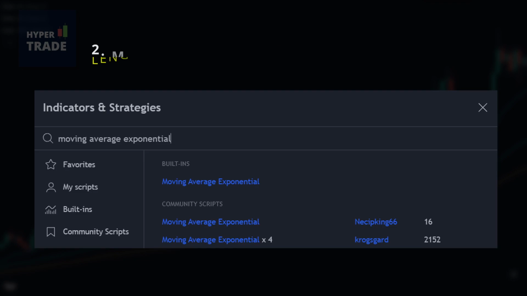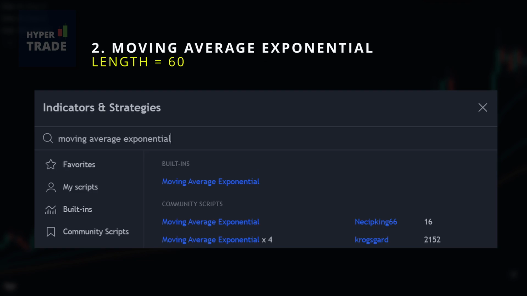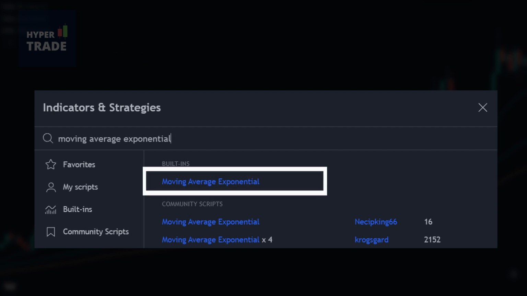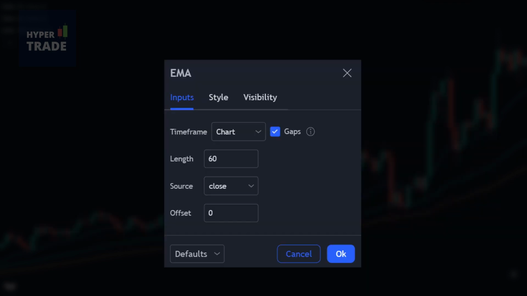The second indicator is moving average exponential with the length of 60. The TradingView indicator name is still the same as before. It is moving average exponential. Add the indicator to your chart. This time we need to change the length to 60.